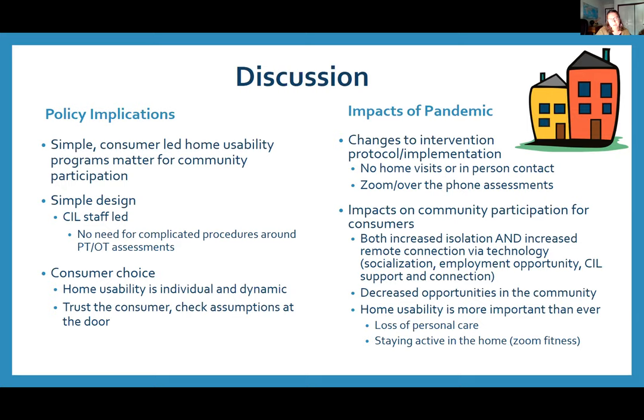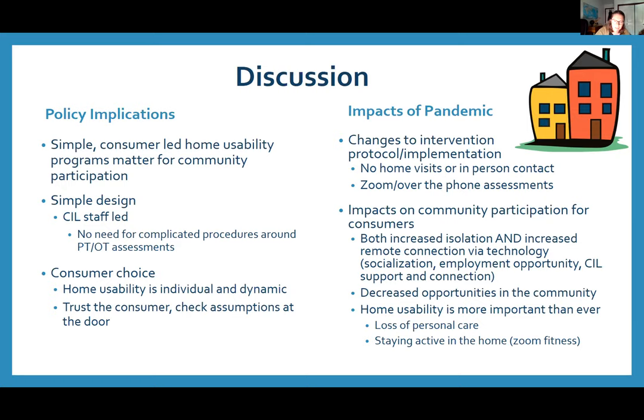Consumers were also measured on community participation in the midst of a pandemic, where severely limited community participation is challenging. Talking to our CIL staff, we heard that folks are experiencing two things: increased isolation, but also some increased community connection and participation remotely through technology. They're also seeing decreased opportunities in the community as things have shut down and things they used to like to do are no longer available, even if they feel comfortable going out.